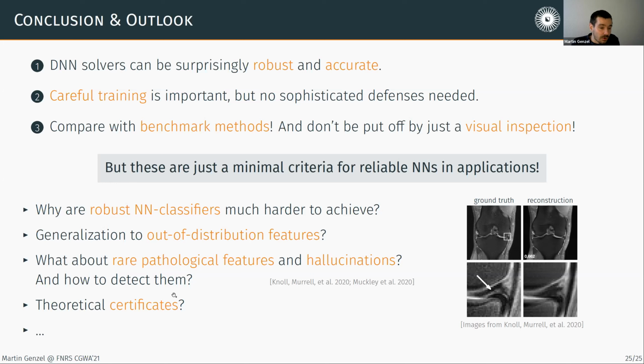And finally, of course, it would be nice to have theoretical certificates, right? So these tests that we have seen here, they are expensive, right? I mean, you saw these nice curves, but it took much time to compute these curves. It would be much better to have some theoretical and cheaper certificates that would give us basically the same guarantees of robustness. That's an open field, and I think something very interesting that could be studied in the future.